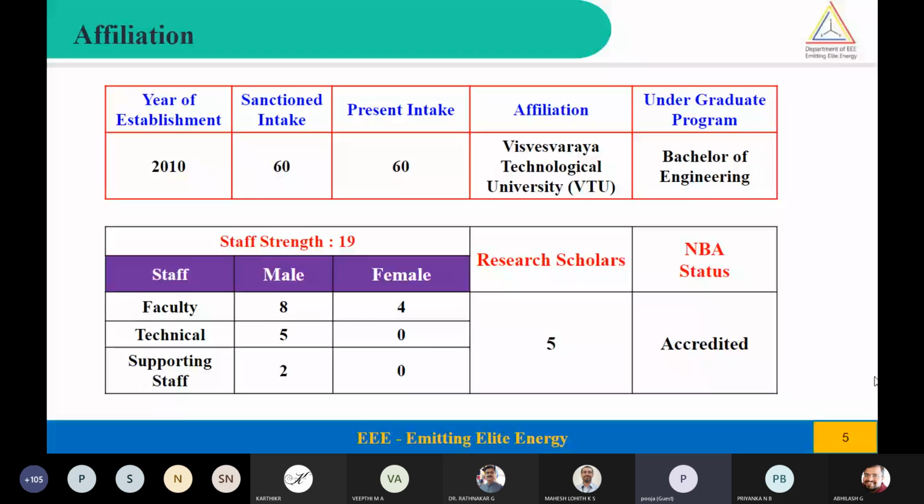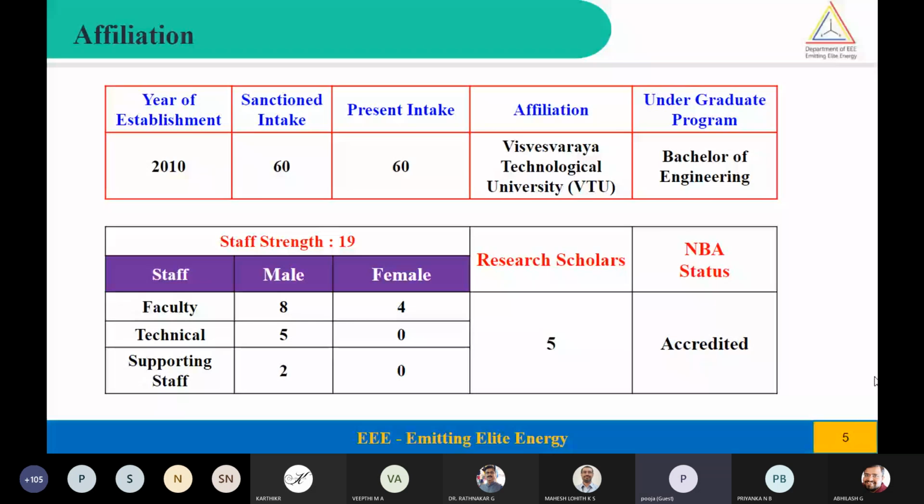And presently, the human resource: the total staff that we have is about 19. The faculty who are teaching members are about 12 in number, technical staff about 5, and supporting staff 2. And 5 of the total faculty are presently doing their research in different areas.